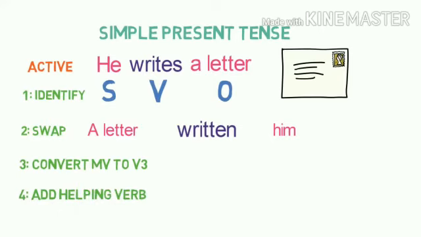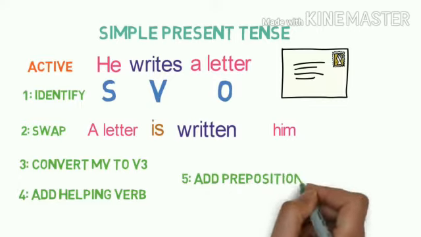In step 4, we need to add a helping verb, and as it is simple present tense, it will be is written. A letter is written him. If you read the sentence, think whether the sentence is complete. No, it's not. That's where step 5 comes.